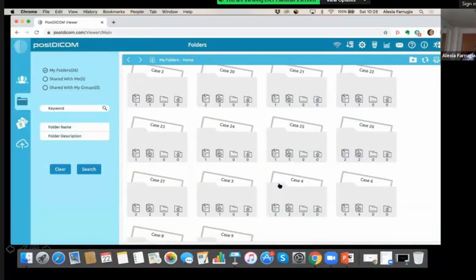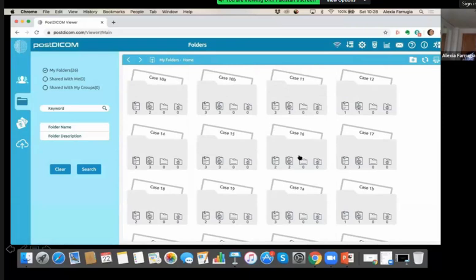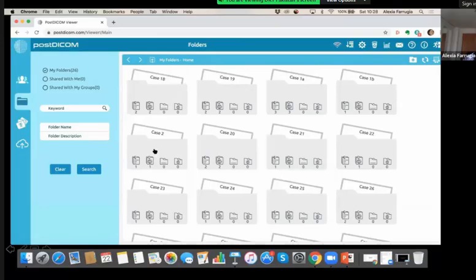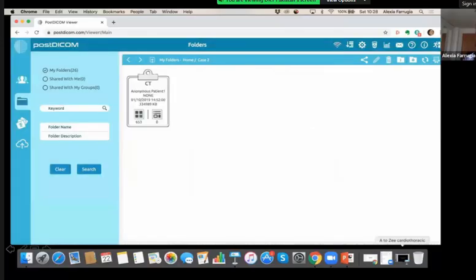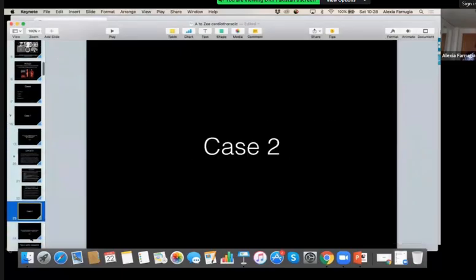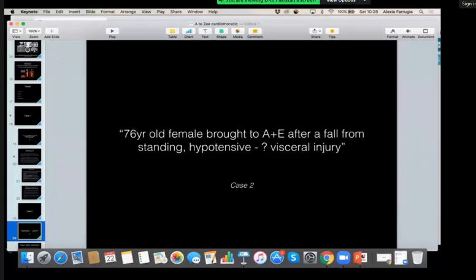So we can now move to case 2, which is here. Candidate 1, are you good to take the next case? Yeah, sure. Okay. So this is the history. It's a 76-year-old female. She's brought to A&E after a fall from standing, and she's hypotensive. And they're worried about visceral injury.